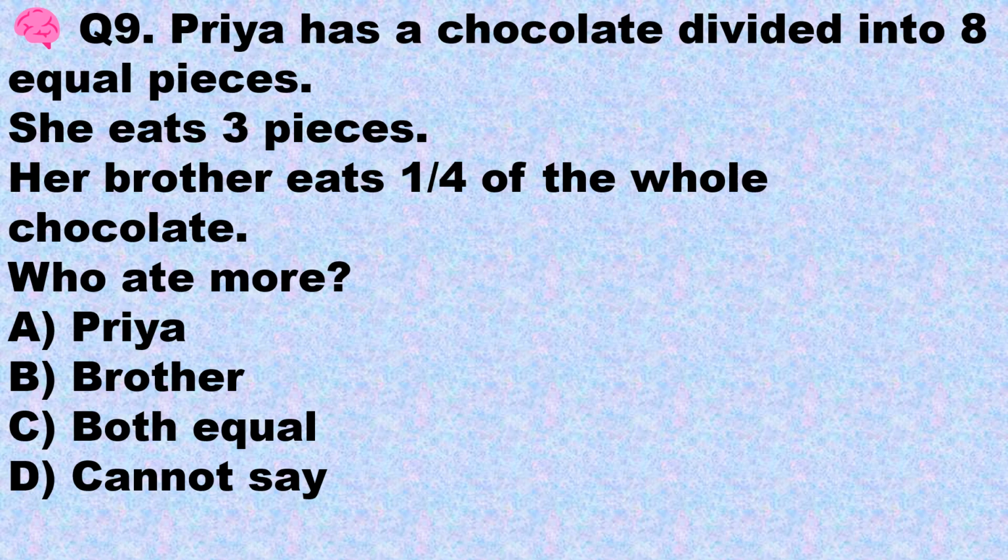So first, what we will do? We will convert 1 by 4th into 8 parts. So we can write 1 by 4 in 8 parts as 2 by 8. So it will be easy for us to check the answer. Okay. So this much chocolate. Her brother ate 2 by 8 parts.